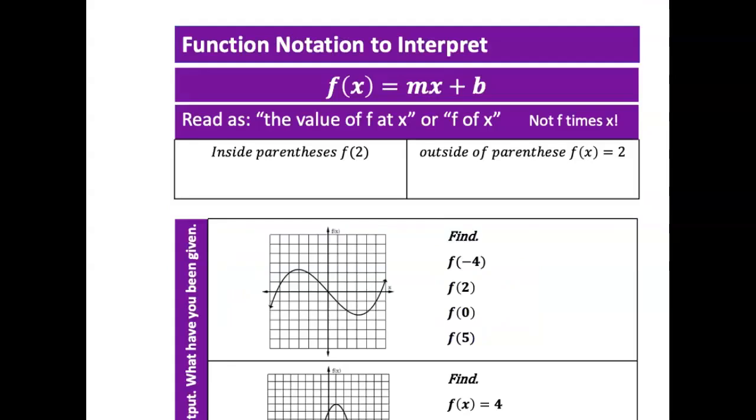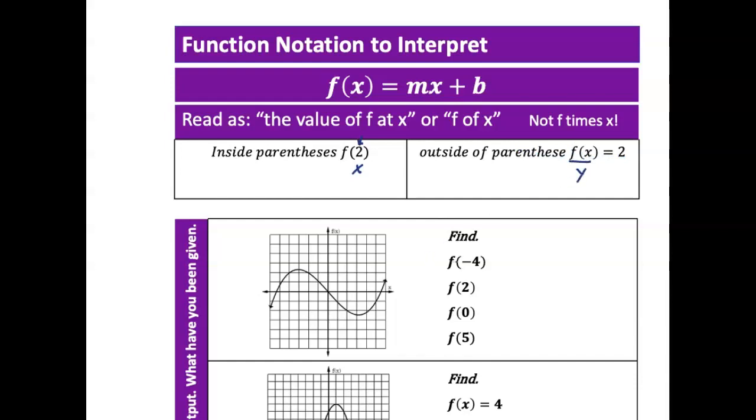So now we want to interpret our function notation. And what that means is you've been given a graph. And from that graph, they've given you some information and you need to go find the other. The key here is to figure out, did they give me X or did they give me Y? So remember, inside parentheses, f of 2, f at 2, that means that they've given you the X. Outside of parentheses, so f of X equals 2, here they've given you the Y. You just need to find the other.